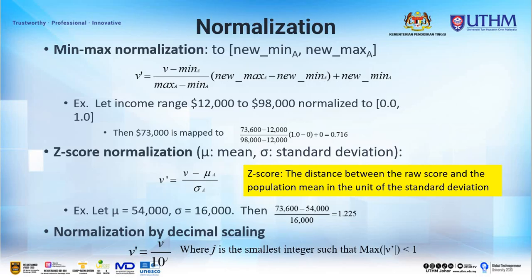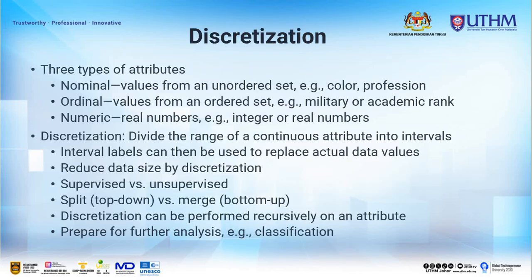And normalization by decimal scaling will be v prime equals v divided by 10 to the power of j, where j is the smallest integer such that the maximum v prime value will be less than 1. So this is how we do the normalization based on the formulas.